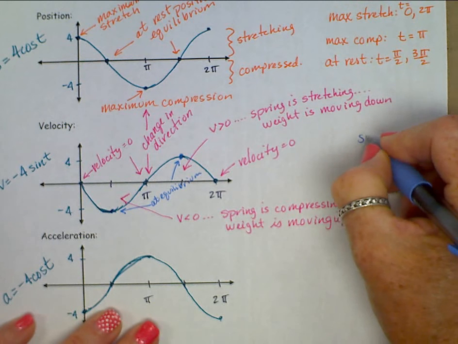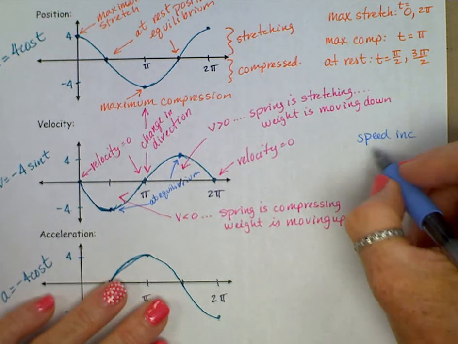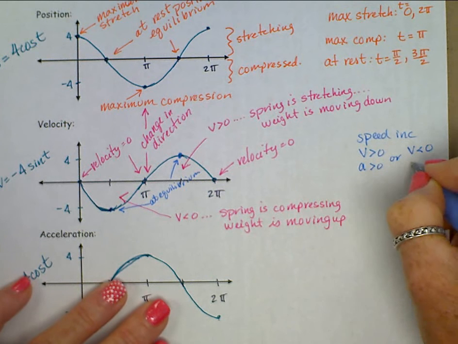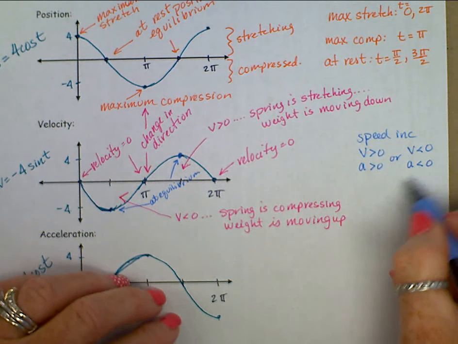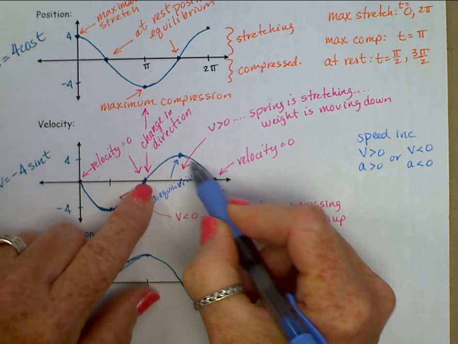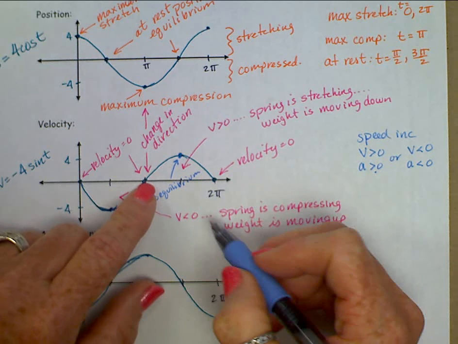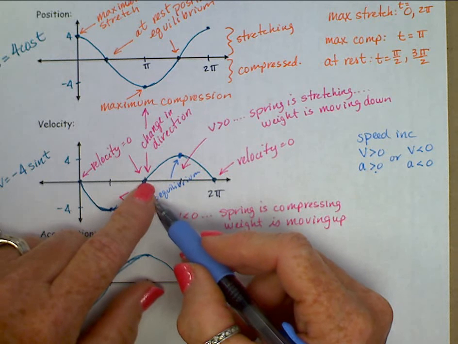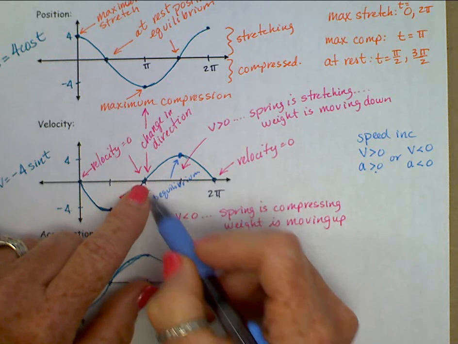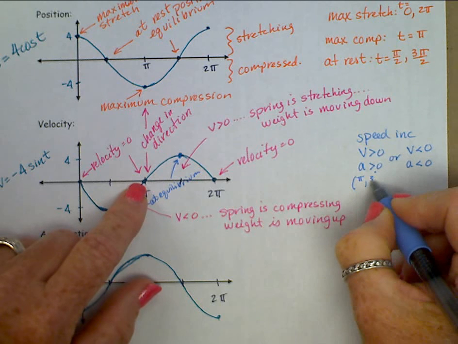I want to look at where speed is increasing. Speed is increasing if velocity and acceleration have the same sign. So velocity greater than 0, acceleration greater than 0, or velocity less than 0 and acceleration less than 0. So if we investigate this, where is velocity greater than 0? This is the velocity curve. Velocity is greater than 0 right in here. Positive y values, which is velocity here. And then acceleration greater than 0. Acceleration is slope of a velocity curve. So in this section in here, where is the slope positive? That would be from pi to 3 pi over 2. So this one is pi up to 3 pi over 2.